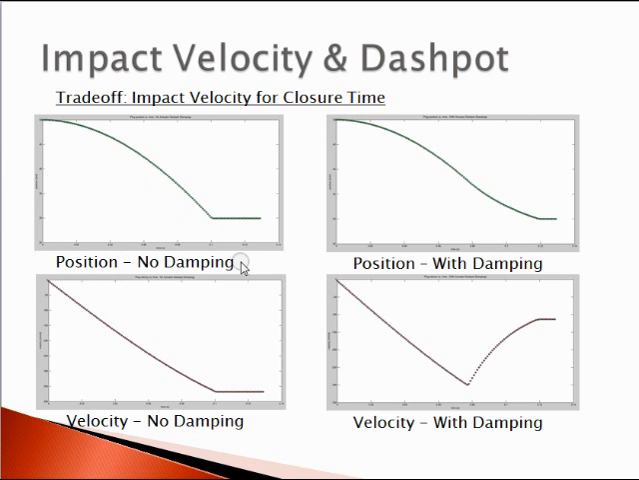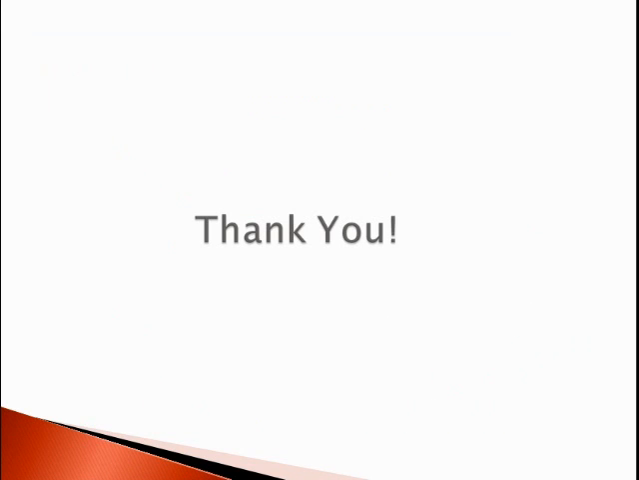Without damping, you have a very abrupt stop and a high impact velocity. When we add in a dash pot just before impacting the seat, you have a very smooth transition. You can still close the valve quickly and you have a reasonable impact velocity. And now we should have a good model for setting up the design space for our valve.